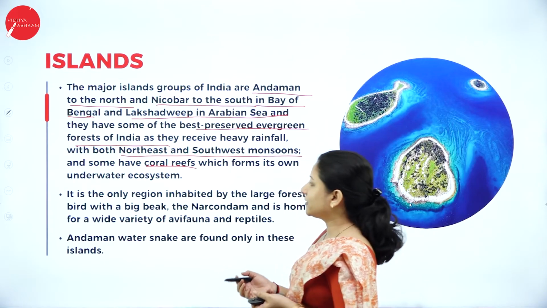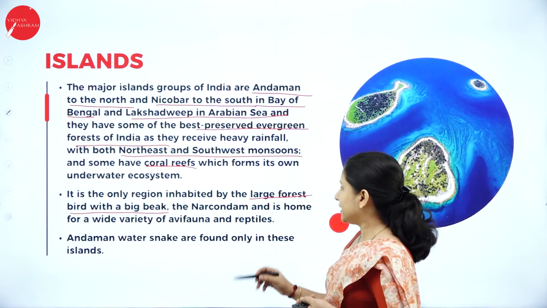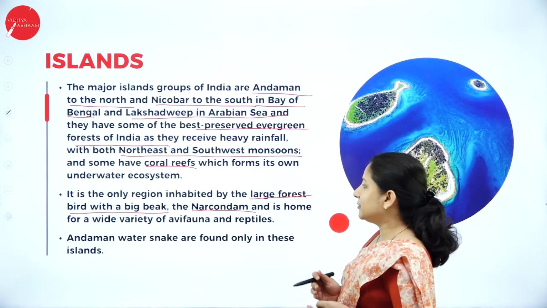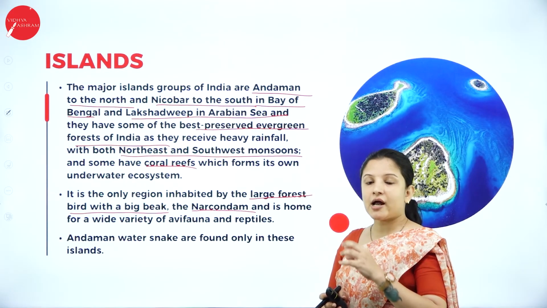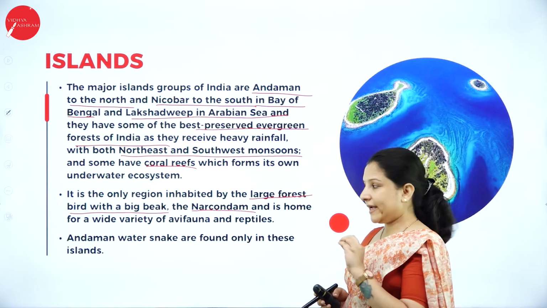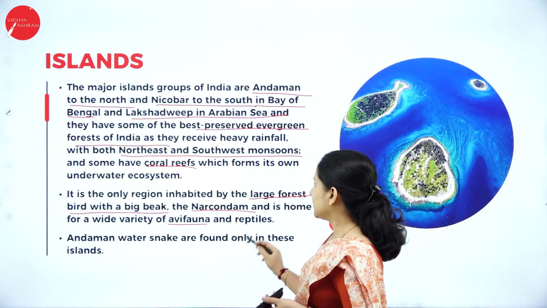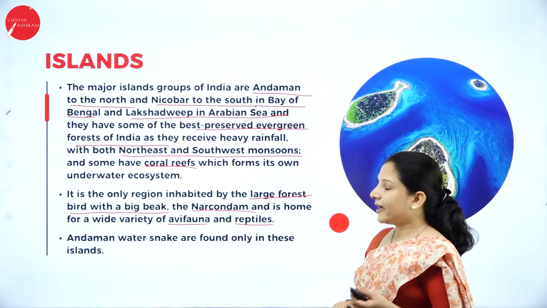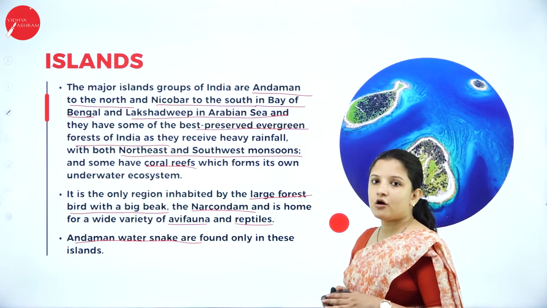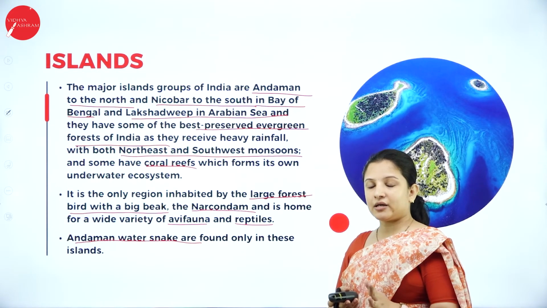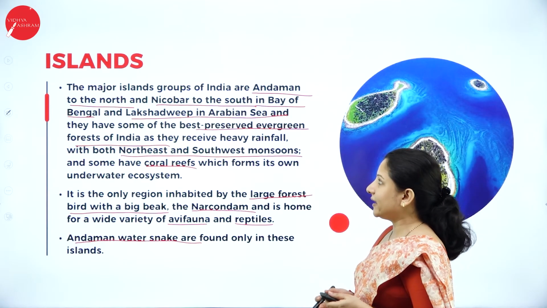And it is the only region that is inhabited by the large forest bird with a big beak, that is the narcondam. So narcondam is a forest bird that is found only in the island zone of India, and nowhere else in India can you find them. And also it is a home for different varieties of birds and also for reptiles. And Andaman water snake is found only in these islands. So Andaman is home for the water snake that is found only in the Andaman Islands, but you don't find them anywhere in other zones of India. So this is about the island zone of India.